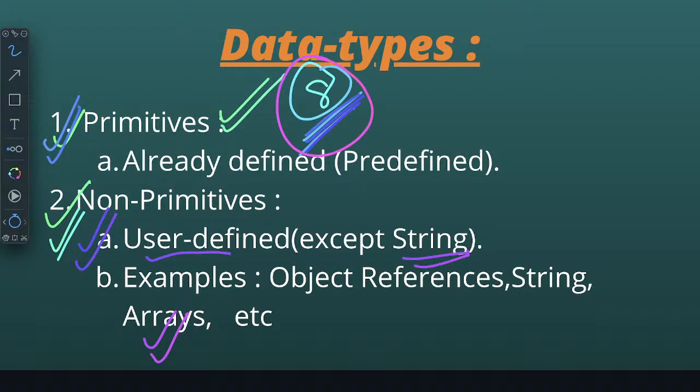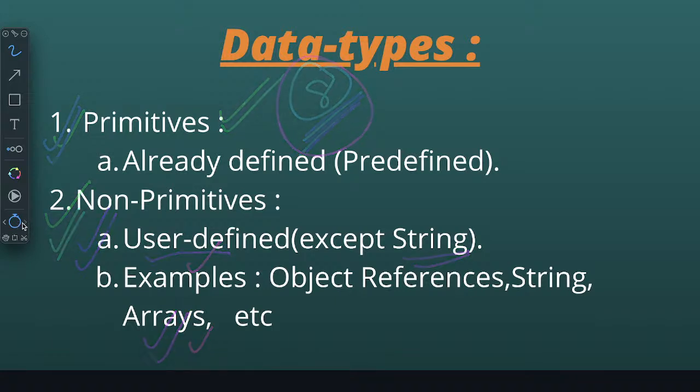Non-primitive won't be that clear today, but it will get clearer as we proceed. Non-primitive data types, as I said, are user defined, and arrays are one of them. So today we are going to understand what arrays are and why we need them.